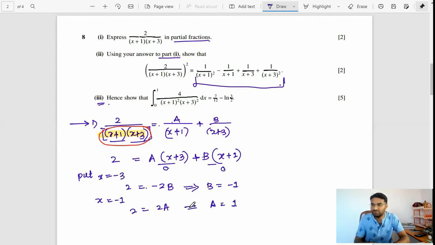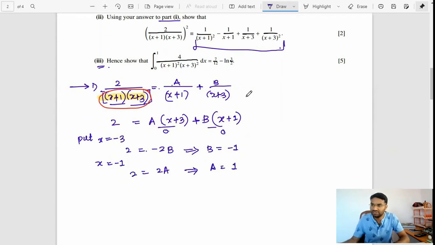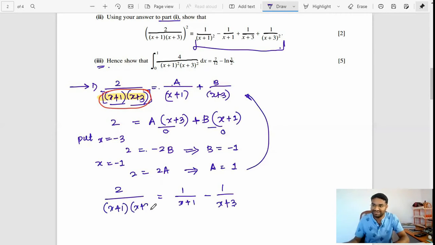Now put it into this equation. So 2 over (x plus 1)(x plus 3) is equal to A, which is 1 over x plus 1, minus, as B is negative 1, 1 over x plus 3.